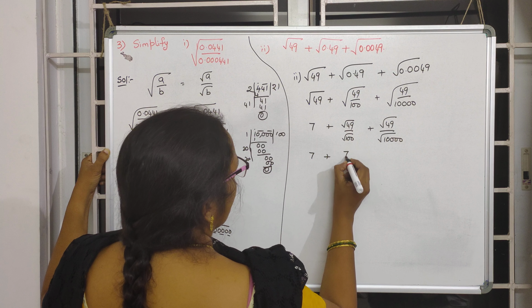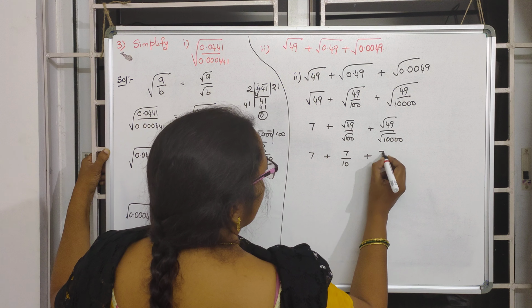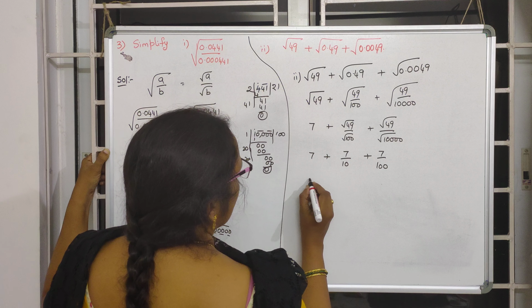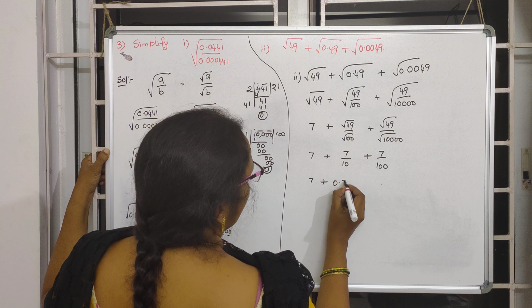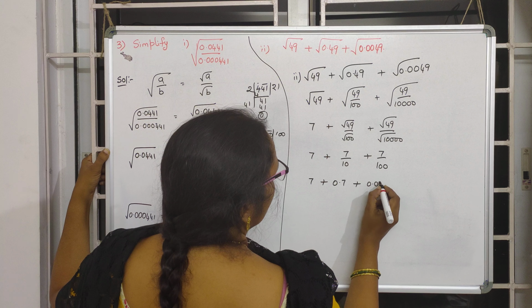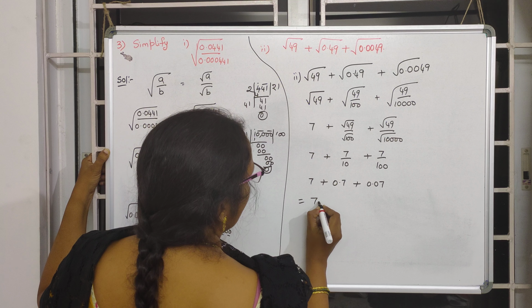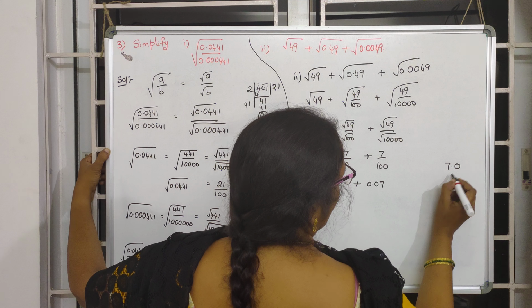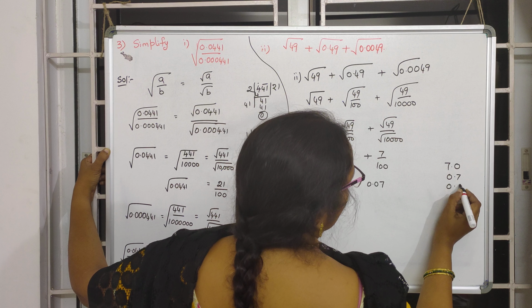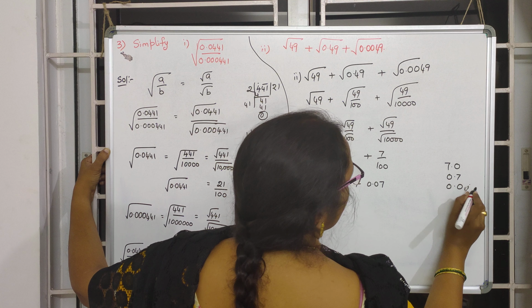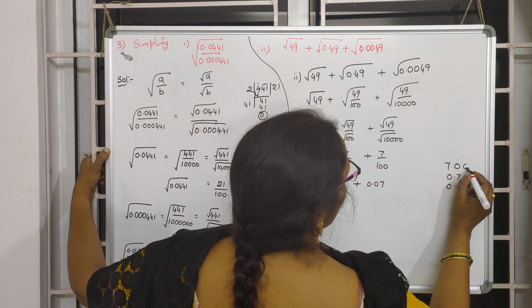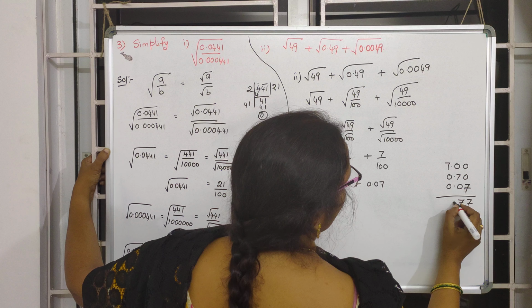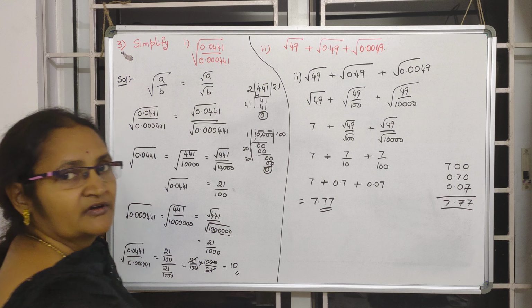7 plus 7 by 10 plus 7 by 100. 7 plus 0.7 plus 0.07. So your answer will be 7.77. Addition once you take it out, 7.0, 0.7, 0.07. Nothing is there means 0, 0, 7, 7, 7.77. Is it clear?